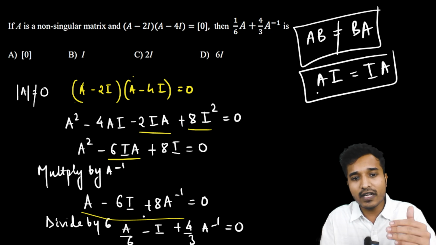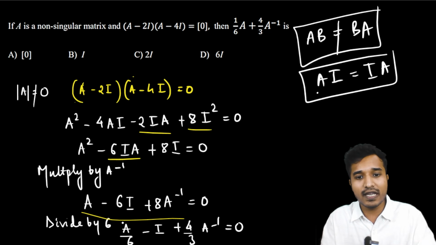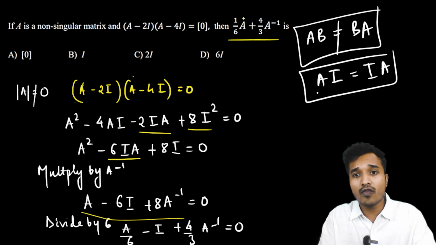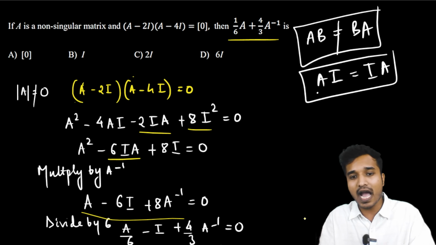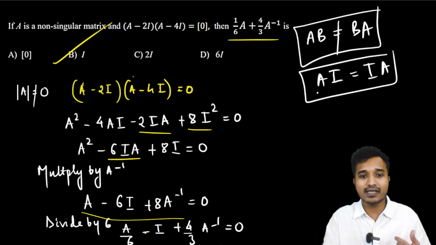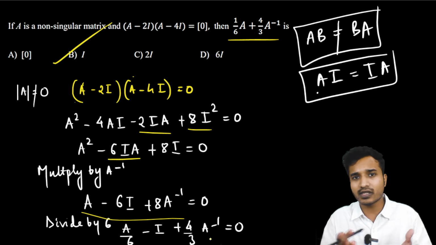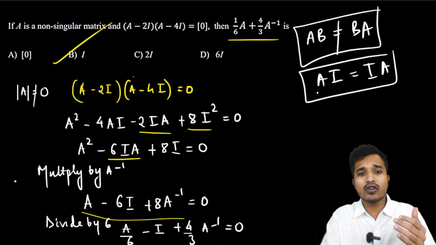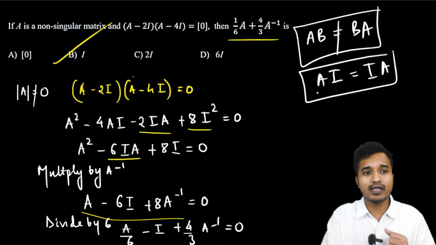Now simply divide this equation by 6, and this will give us A by 6, this will be minus I, and this will be 4 by 3 A inverse. Now in the question it was asked, what will be A by 6 plus 4 by 3 A inverse? So this is simply A by 6, this is 4 by 3 A inverse, and if we bring I to this side, then the final answer will be option B, because this was the required value which was asked in the question. Now we don't need to follow such a long method for this question.